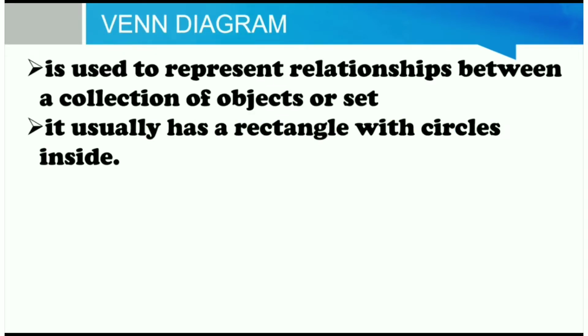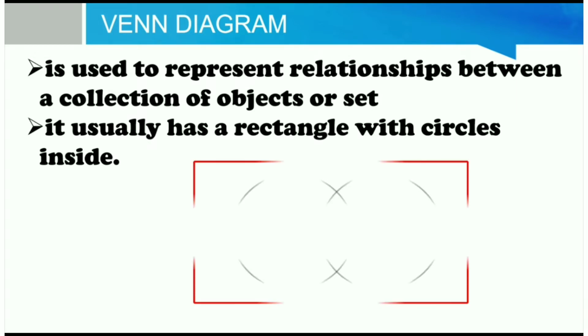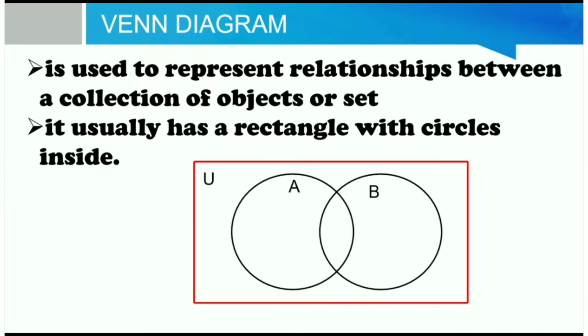Okay, ang Venn diagram is used to represent relationships between a collection of object or set. It usually has a rectangle with circles inside. Okay, ginagamit natin ito para ma-illustrate natin yung relationship ng mga collection ng object na pinag-uusapan or dinidiscuss natin. So, ito yung usual na illustration. Pag nakita natin ito ay tinatawag natin na Venn diagram. Meron siyang circles na paloob sa rectangle.